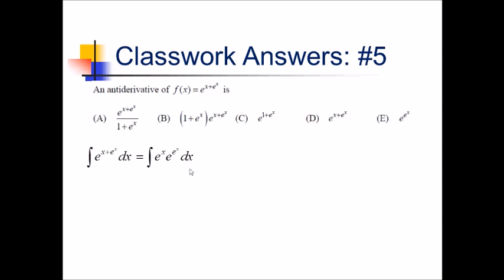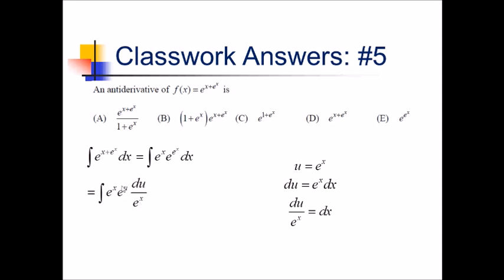I'm going to let u equal e to the x because the derivative of e to the x is e to the x, so some canceling is going to happen here. So if u equals e to the x, then du equals e to the x dx, which means dx equals du over e to the x. Substituting back in, I'm going to rewrite this as e to the x times e to the u times du over e to the x.